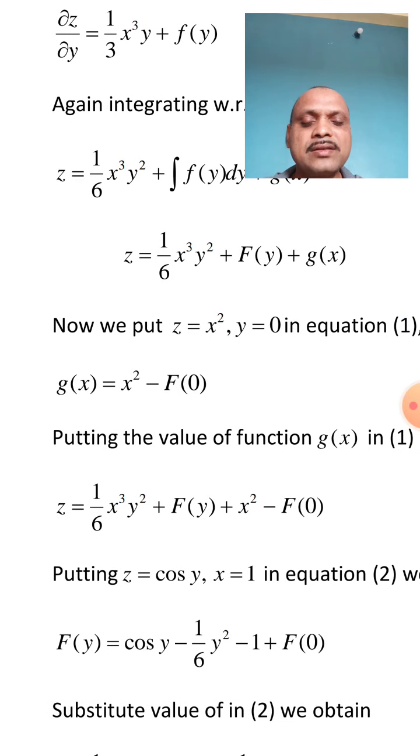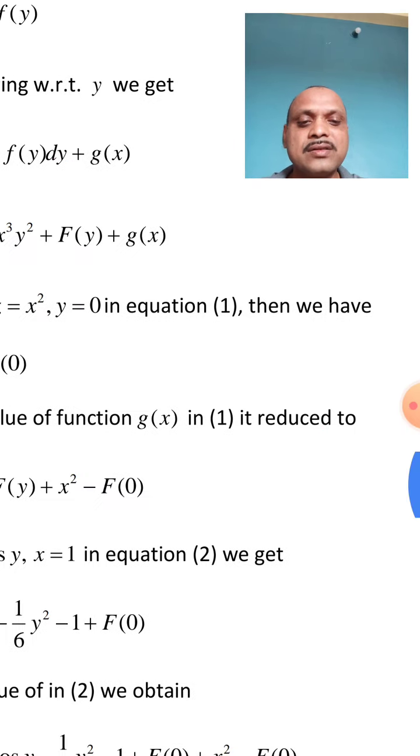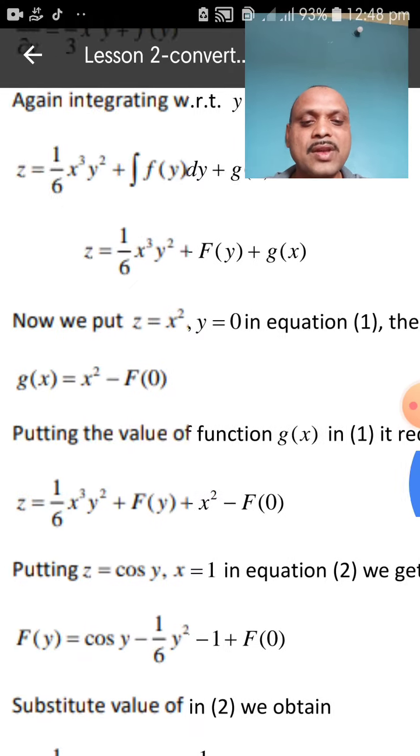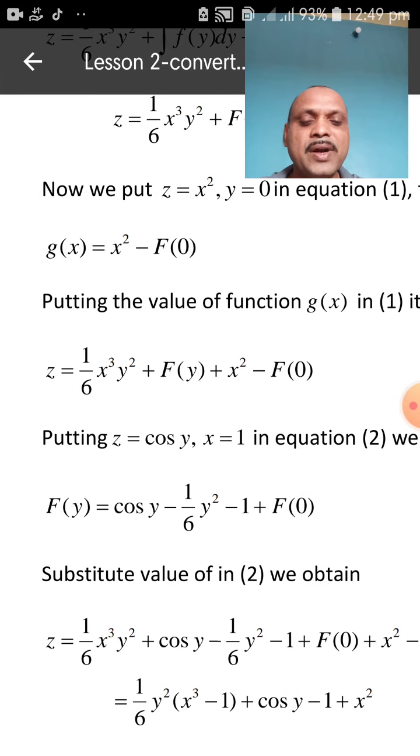Now again apply another condition: z equal to cos y when x equal to 1. This is called equation number 2. So f of y equal to, here we are substituting cos y and x equal to 1, so we get 1/6 y square, x square means 1, minus f of 0, and transfer this term to this side to obtain the f of y. So we get cos of y minus 1/6 y square minus 1 plus f of 0.